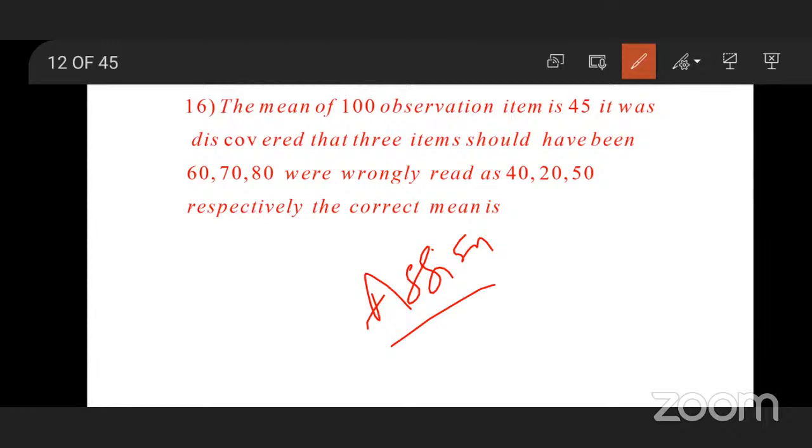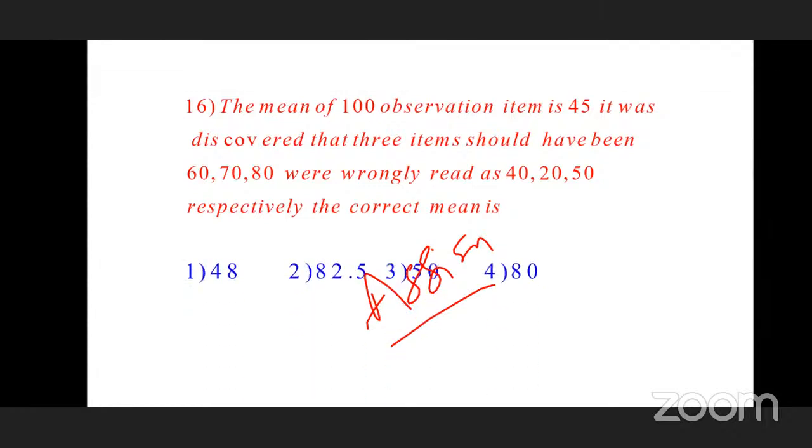He gave 60, 70, 80, but we wrongly read them as 40, 20, 50 respectively. What is the correct mean? What is the new mean? This problem is an assignment problem.